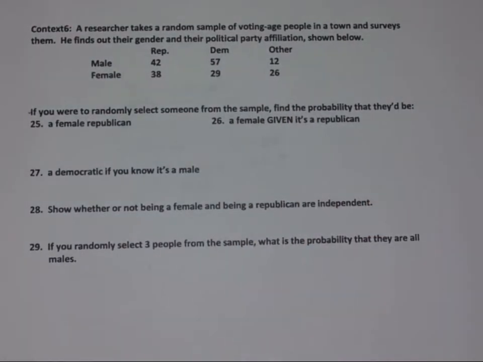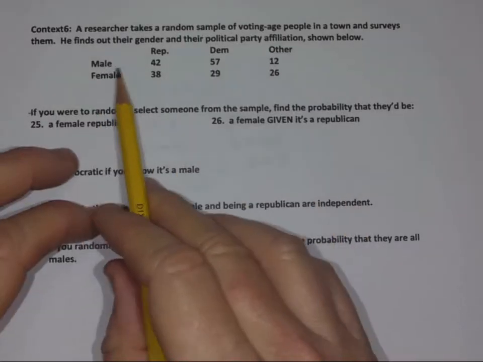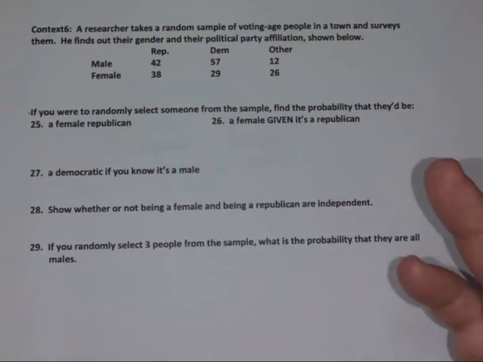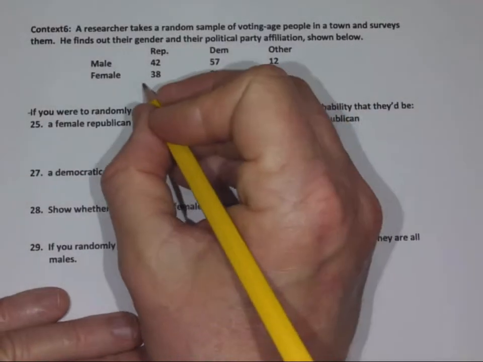In chapter 1, we were asked to graph this and comment on it. So we would make a side-by-side bar graph or maybe a segmented bar graph. And, of course, we would have to create percents out of these to find the conditional distribution, because we want to know the percent of males that are Republican, not the number. But anyway, all that's in chapter 1.